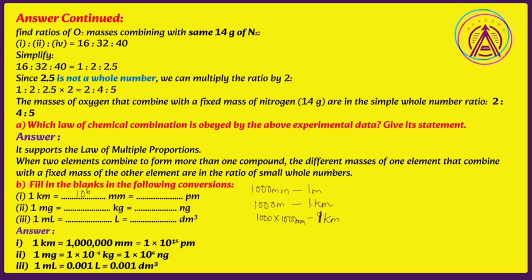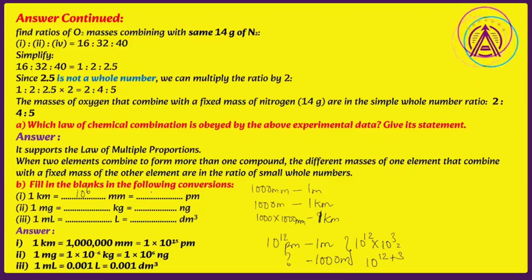Similarly, how do I convert it to picometer? Now 10 power 12 picometer is 1 meter. So if I'm looking at 1000 meters, which is 1 kilometer, how many picometers? So I get 10 power 12 into 10 power 3, which is nothing but 10 to the power 12 plus 3, that is 10 to the power 15 picometer. Okay, so our first answer is explained. Similarly, let's see the next one.